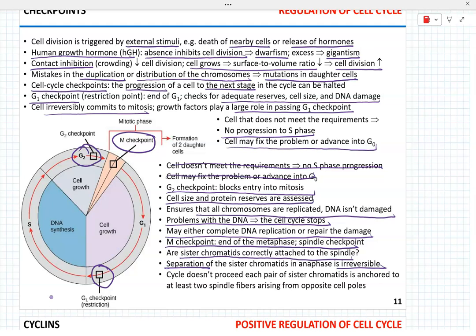Which means if they are incorrectly attached, one daughter cell can have more chromosomes than it should, and another one may have less. And at the M checkpoint, the cycle wouldn't proceed if each pair of sister chromatids is not anchored to at least 2 spindle fibers that arise from opposite cell poles, and that's really important.